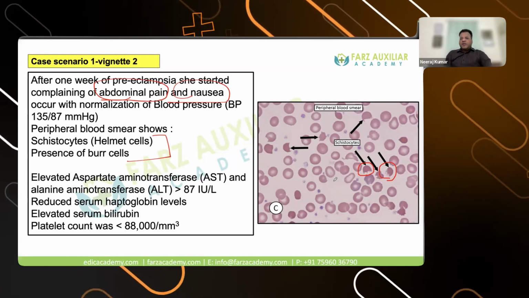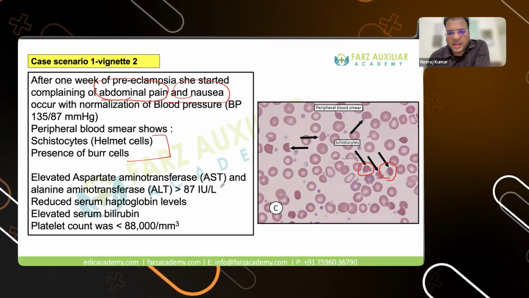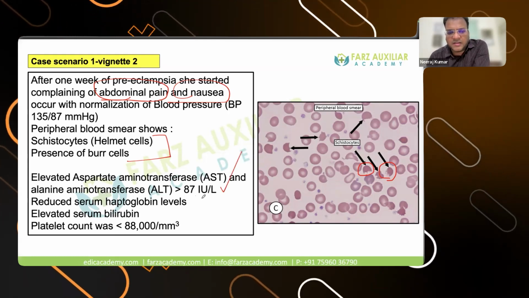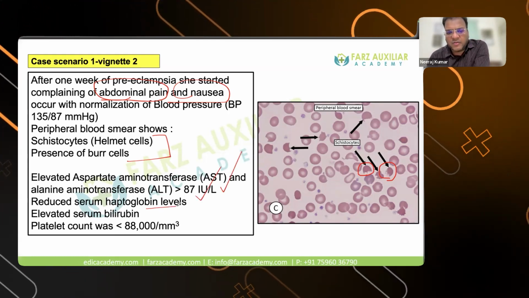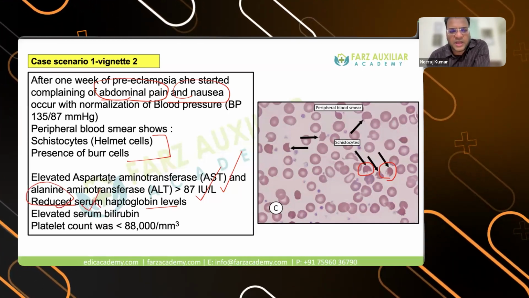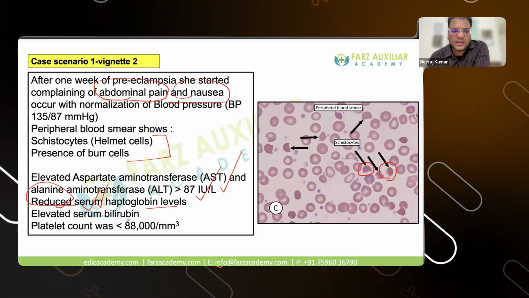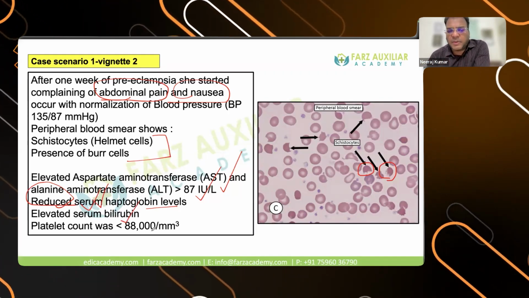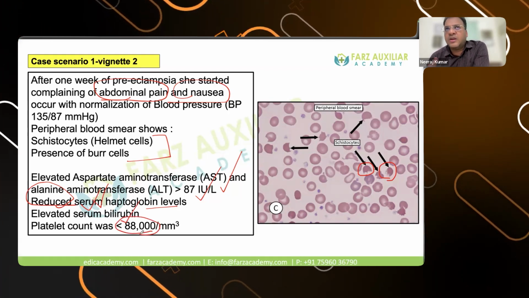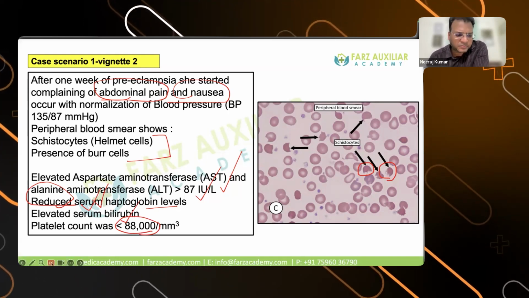So on the peripheral blood smear these two were seen, and then the patient was having an increased AST and increased ALT. The haptoglobin level was reduced in this patient. So again, it's a hint that serum haptoglobin is going down. So what differential diagnosis will you think of in this patient? And then the serum bilirubin was very high, and the platelet count was again on a downtrend. Although it was not very low, it was below 80,000, about 88,000.